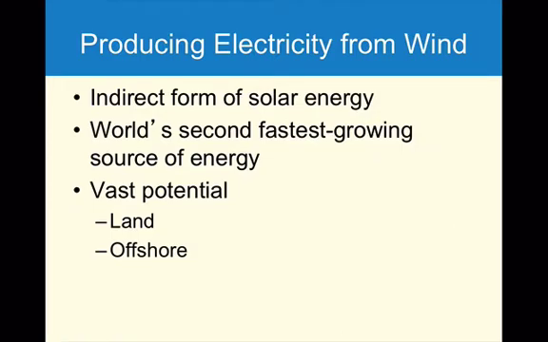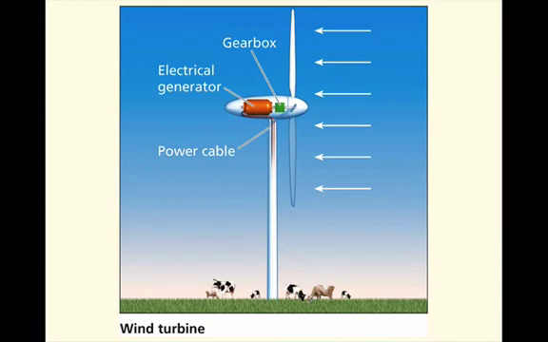Another form of renewable energy is wind. It's the second fastest growing source of energy in the world. They're building wind farms in a lot of places really quickly. So there's a lot of potential for it. Also, similarly with other forms, there are downsides. This is just kind of a profile view of a wind turbine. They have to be pretty massive in order to actually function.